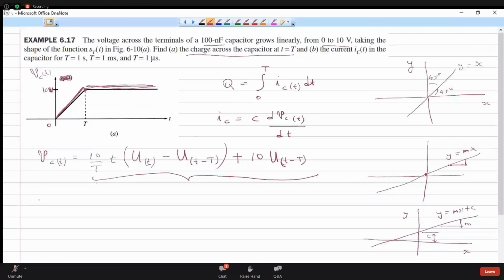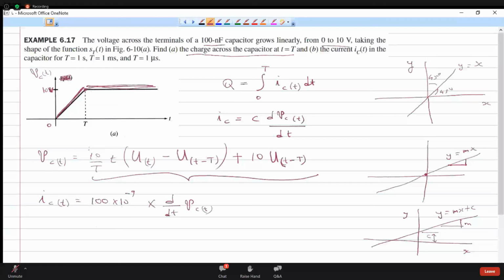Now I can find out what the current is. The current across the capacitor, IC of t, is nothing but the capacitance value multiplied with the derivative of the voltage. What is the capacitance value? It is 100 nanofarad, so it is 100 into 10 power minus 9, into d by dt of VC of t.